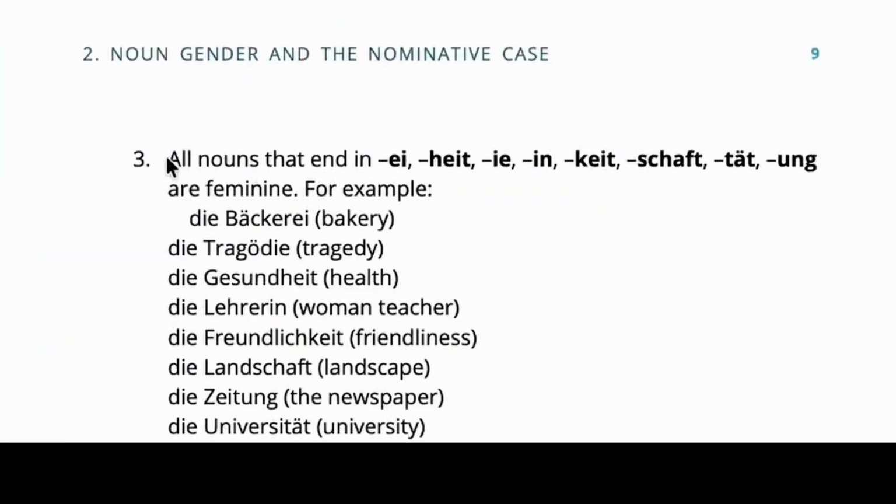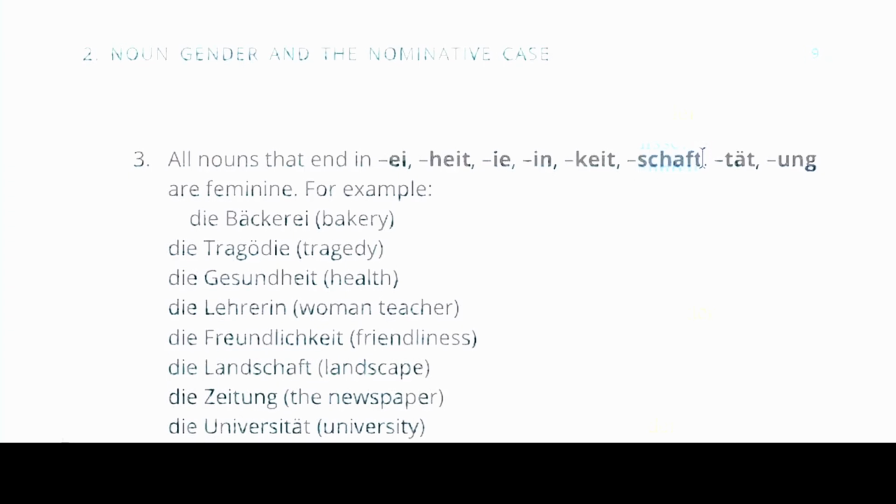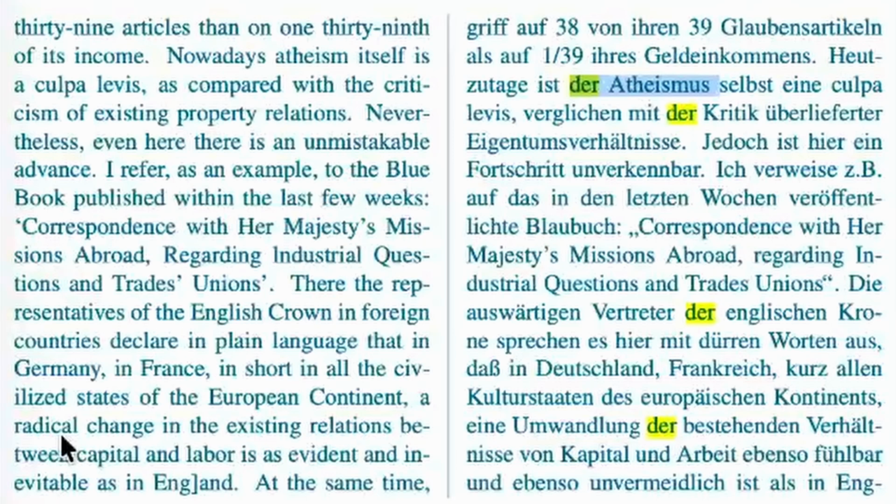This one shows that there are many endings for feminine nouns: ie, heit, ei, in, keit, schaft, tät, and ung. For example, Tragödie, tragedy, is a feminine noun because it's got the ie ending here. Landschaft, it's got the schaft here, so it's probably a feminine noun. Let us jump into our practice session.